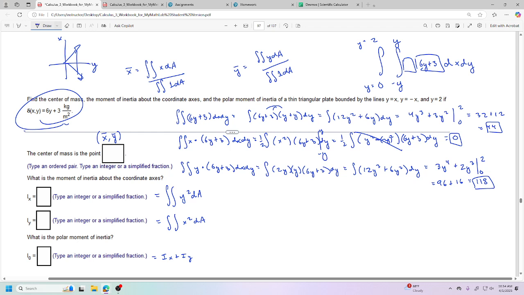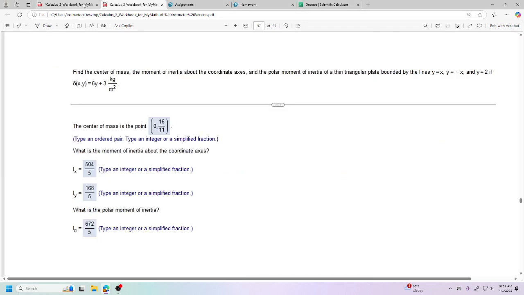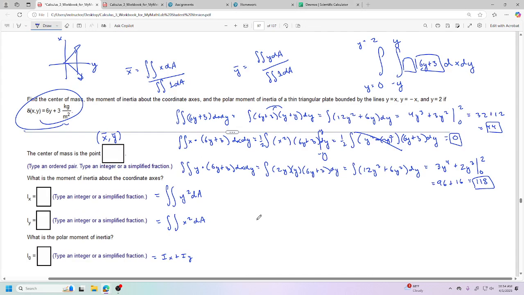So already I can get my y bar, x bar. Obviously 0 divided by anything is 0, but 118 divided by 44, 16 over 11. Would they both cancel a 4 essentially? The 118 and the whatever. I mean, it looks like it.